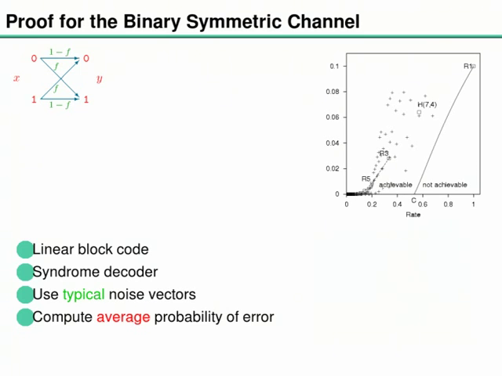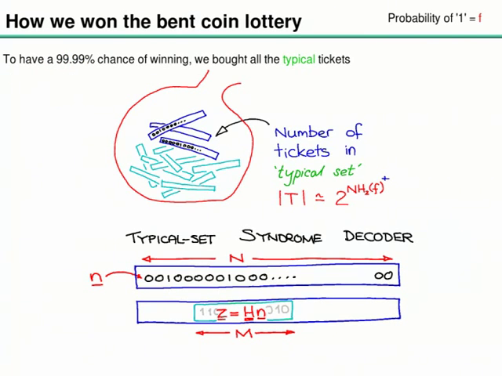Let's just check what my next slide is. Yeah, here we go. So this is what we're going to do. Imagine that we have chosen a block length n. We'll adjust that later on if need be to make it even larger. So we've chosen a block length n. We have gone to the bent coin lottery, and we've won the bent coin lottery by buying a sufficiently large number of tickets, and they're all in the bag. And there are 2 to the n h2 of f of them, roughly. We now take all of those tickets.